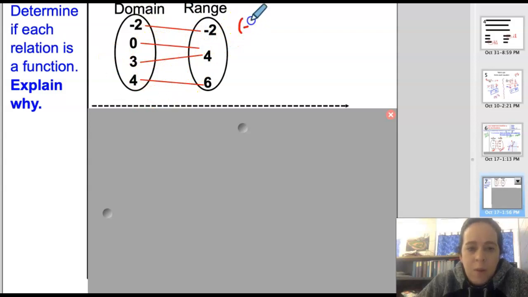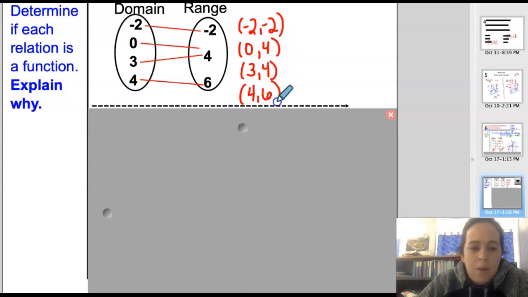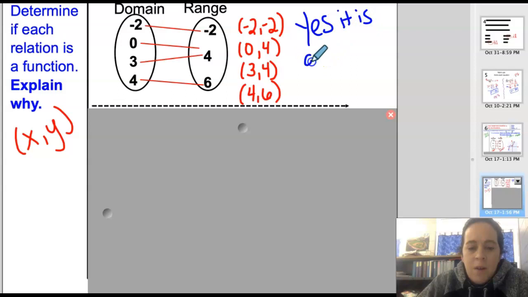So that first ordered pair would be the point (-2, -2). The next one would be 0 goes with 4, and then I have 3 goes with 4, and then I have 4 goes with 6. So remember, in our coordinates it goes the x and then the y. Do I have any x values that ever repeat? Since I don't, this means it's a function. So determine if it's a function. Yes, it is a function.